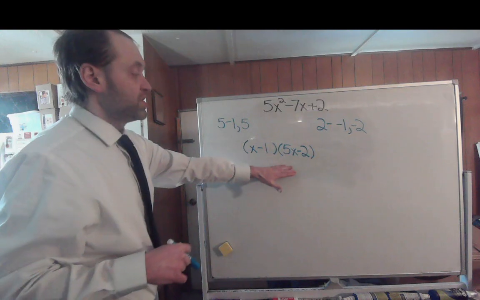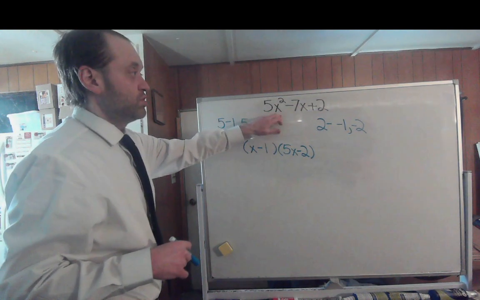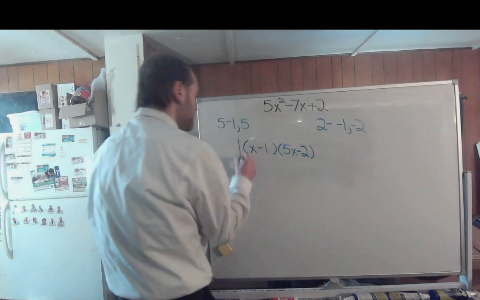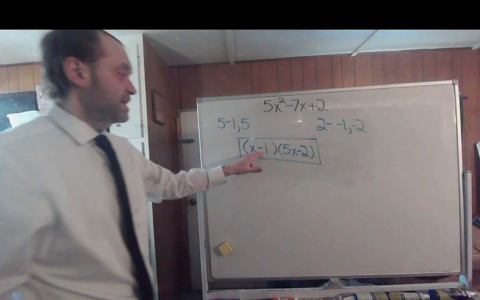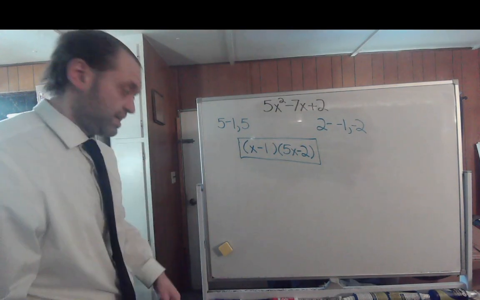And if you FOIL this out, you should get the original expression. So this is all going to factor into the quantity of x minus 1 times the quantity of 5x minus 2.